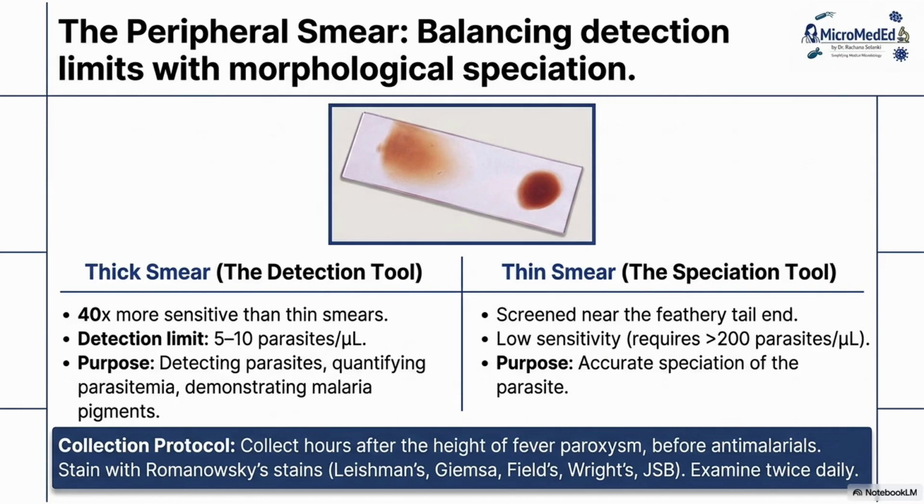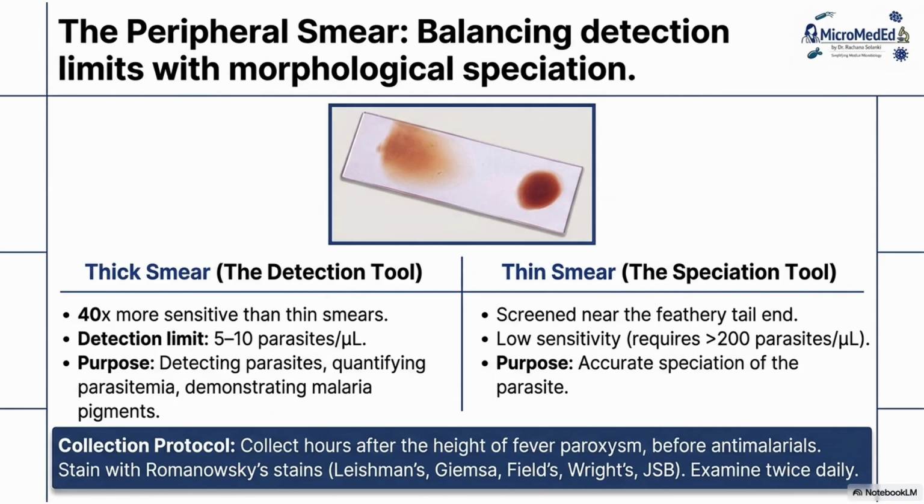The peripheral smear examination, that is the gold standard, has 2 types of smear, thick smear and thin smear. Understand, thick smear is for the detection and thin smear is for the speciation. Thick smear is 40 times more sensitive than the thin smear. The detection limit is only 5 to 10 parasites per microliter, and it is mainly, as discussed, for the diagnosis of malaria. However, in thin smear you have to screen through the feathery tail end, and it detects more than 200 parasites per microliter, for accurate speciation of the parasite, whether it is vivax, falciparum, malariae or ovale.